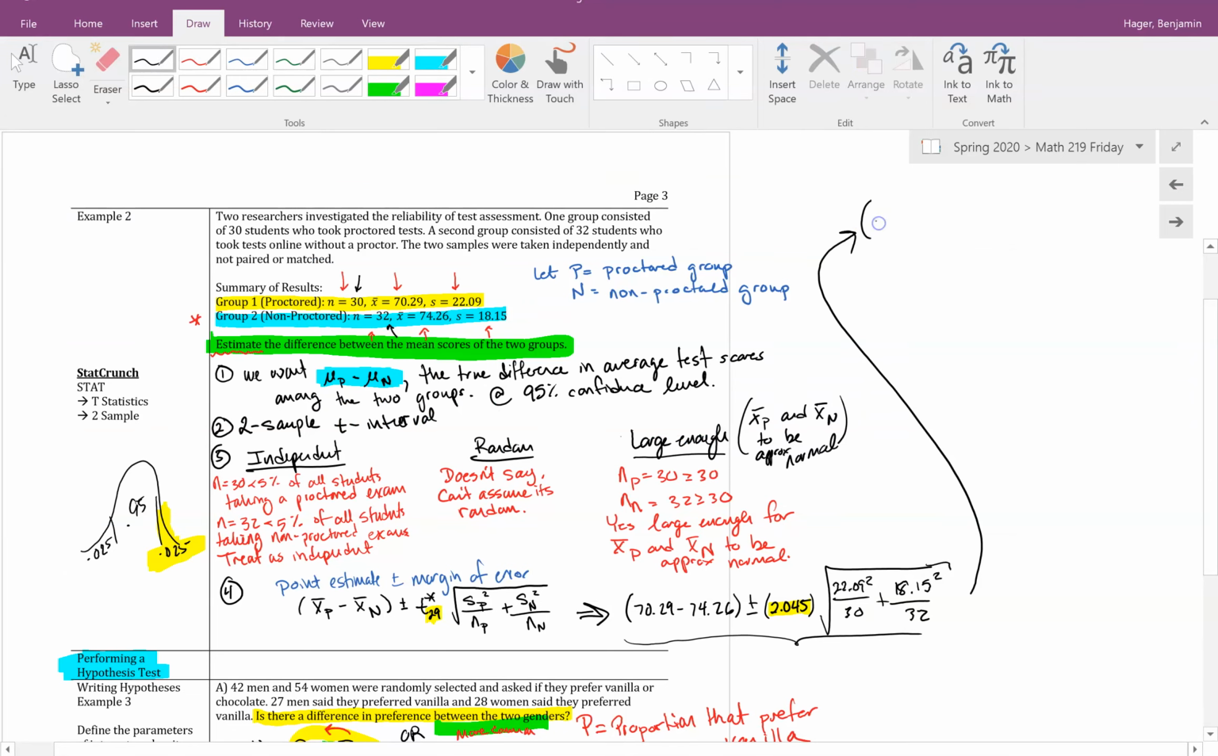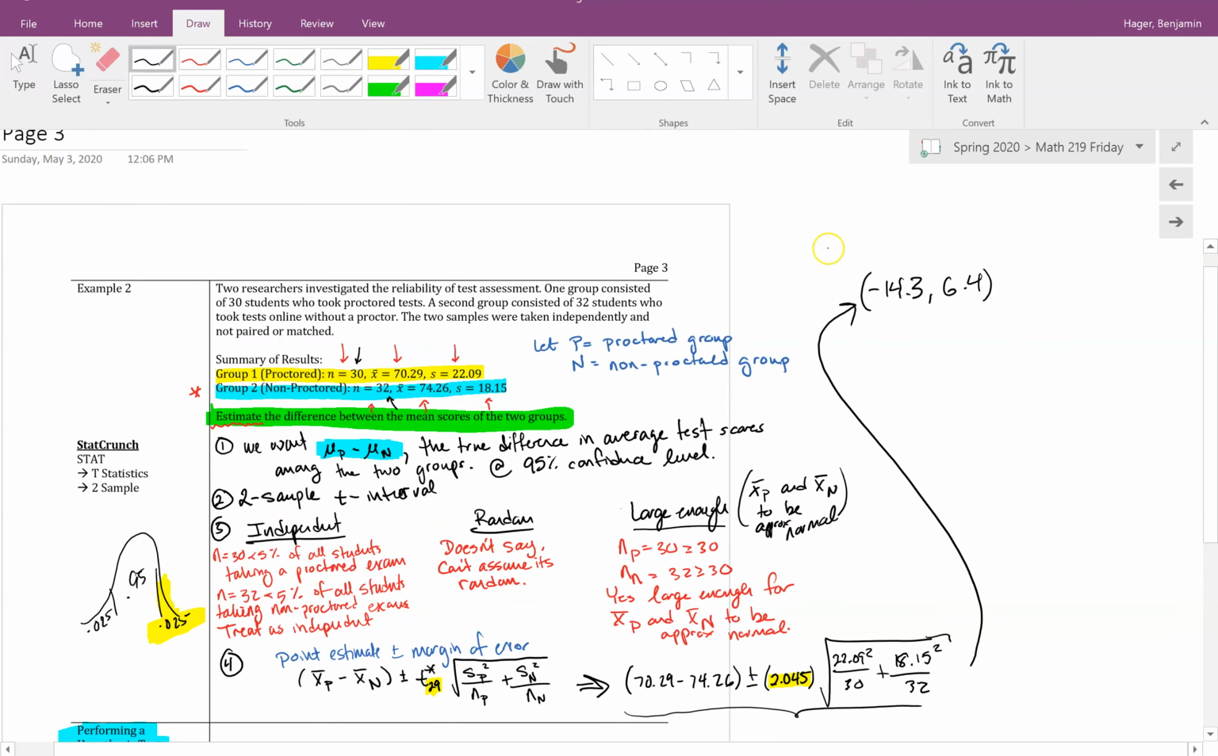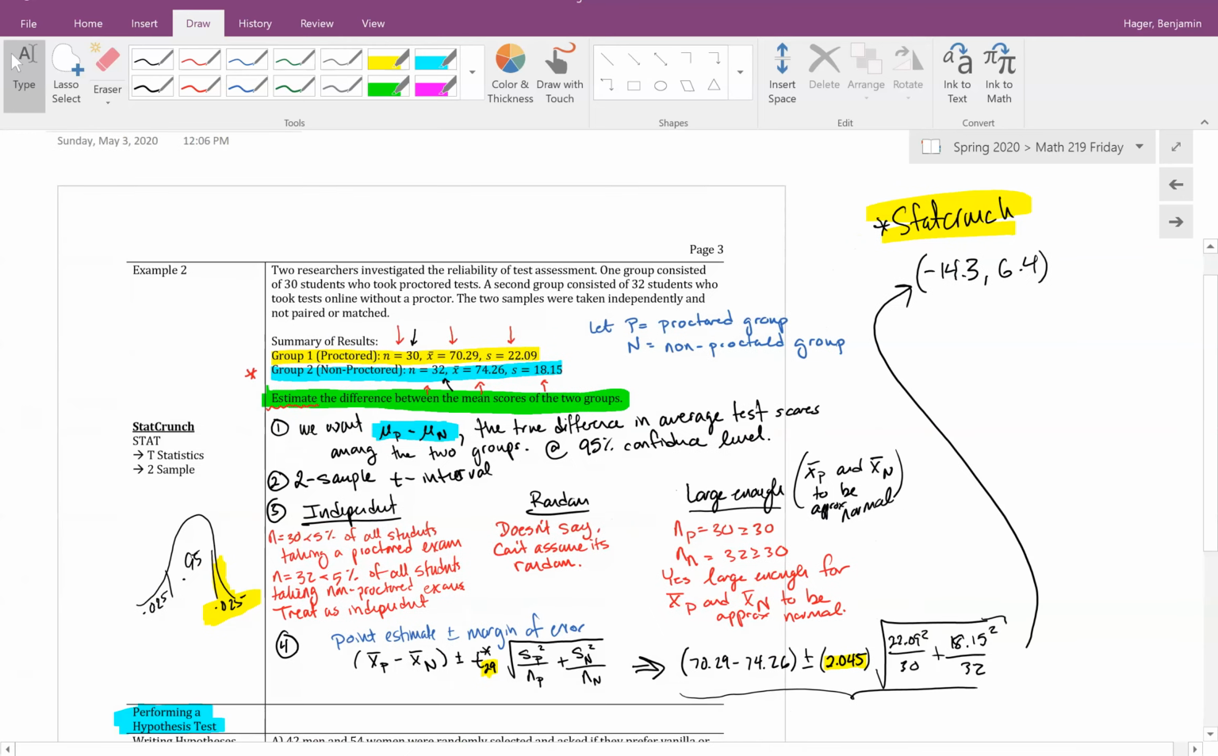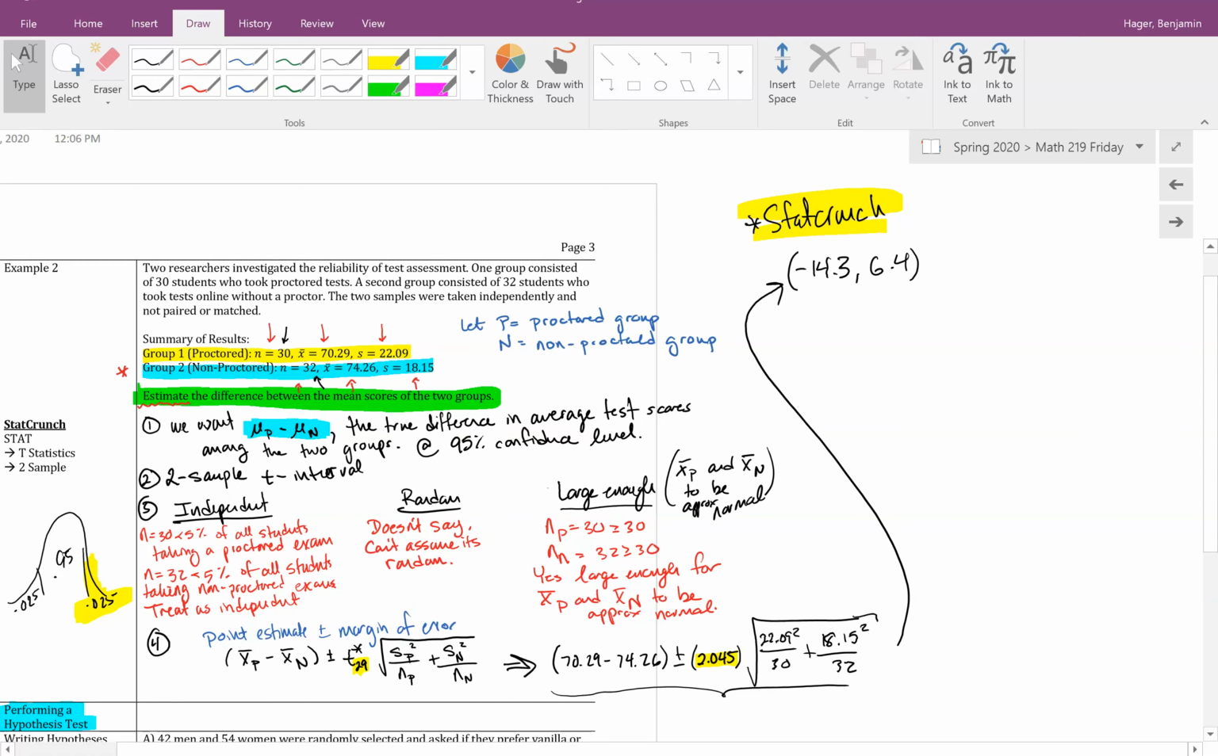So I would end up with negative 14.3 on the low end up to 6.4 on the upper end. This is by StatCrunch. And again, if you're using StatCrunch, don't feel the need to write out all this other stuff. Just go do it. And what I would do if I were presenting my work to turn it in, I would copy and paste that table, and that would be my step 4.